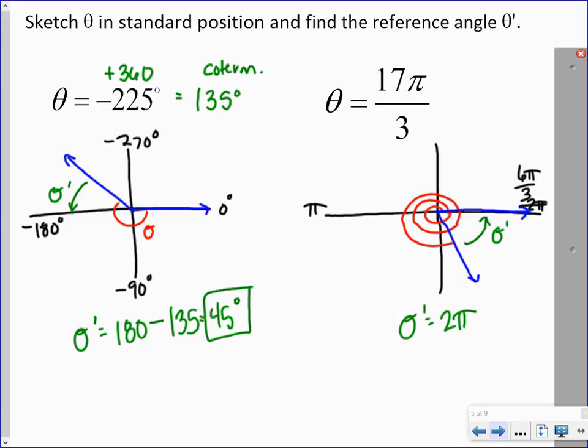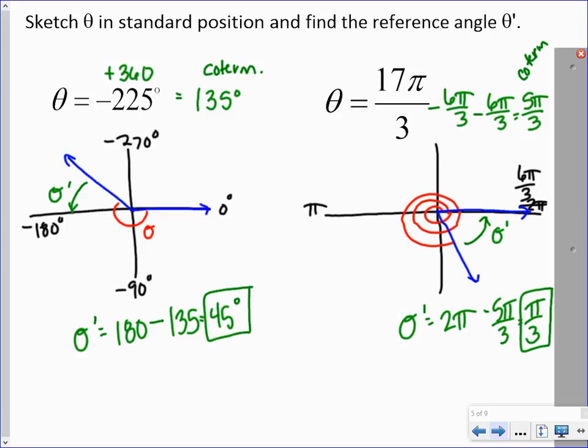What's nice about graphing this one is because I went around 2 full times and then graphed an angle, I know that I'm going to have to subtract a full revolution twice. So I'm going to subtract 6 pi over 3. That will get me to 11 pi over 3. Subtract 6 pi over 3 again, and then that gets me to 5 pi over 3, which is my coterminal angle. So subtract 5 pi over 3, and you have a reference angle of pi over 3.